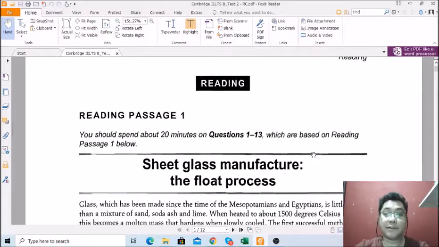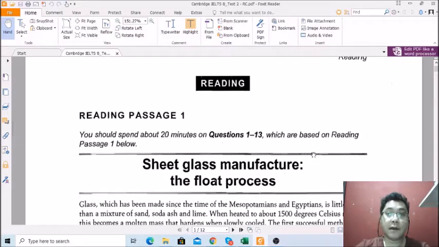True, False, and Not Given is actually quite similar to Yes, No, and Not Given. But the difference is that True, False, and Not Given tends to be more about facts, in which Yes, No, and Not Given tries to find whether someone's opinion is exactly what's being told in the text.